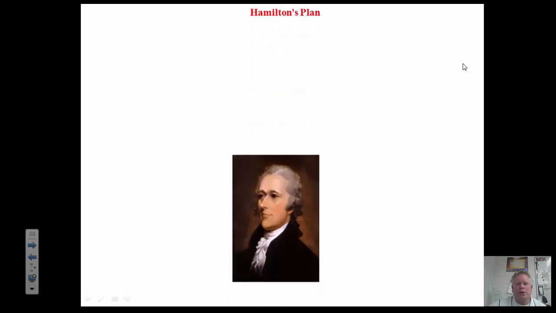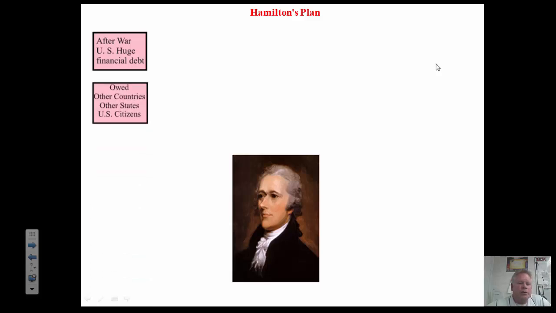Now, here is the thinking map for Hamilton's plan. After the Revolutionary War, the United States went into a huge financial debt, and they went into a depression. They owed other countries, they owed other states, and they owed all the people. To fix the problem, Alexander Hamilton came up with a plan.